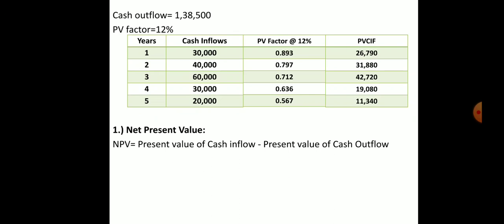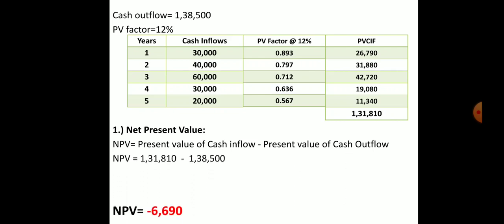Here, they have given the present value of cash inflow, and we have to make a total of that. If you add all these 5 years' present value of cash inflows, you will get 1,31,810. So that is the present value of cash inflow, minus the present value of cash outflow, which they have given as 1,38,500. If you take the two values, your NPV is 1,31,810 minus 1,38,500, and you will get minus 6,690.